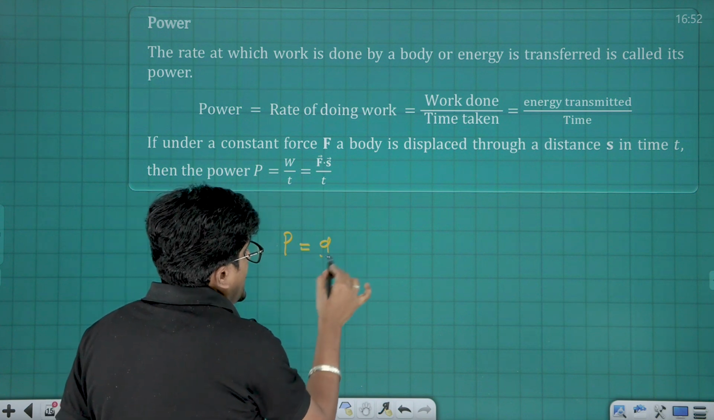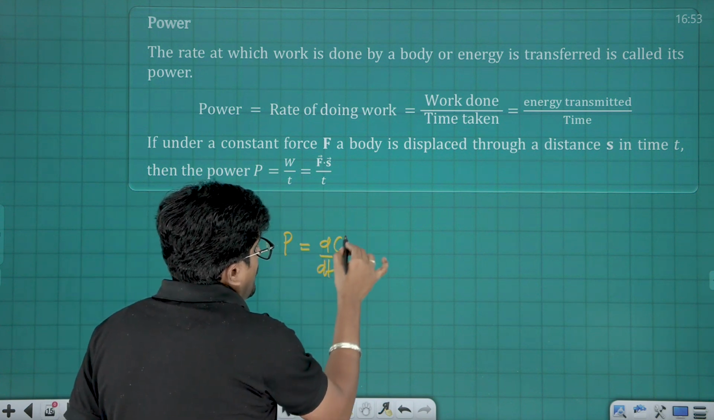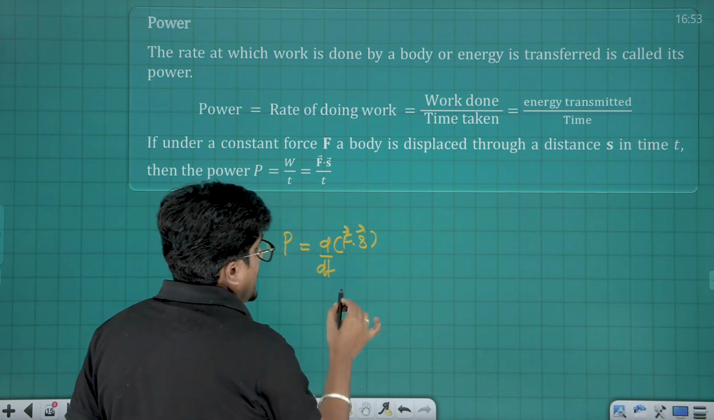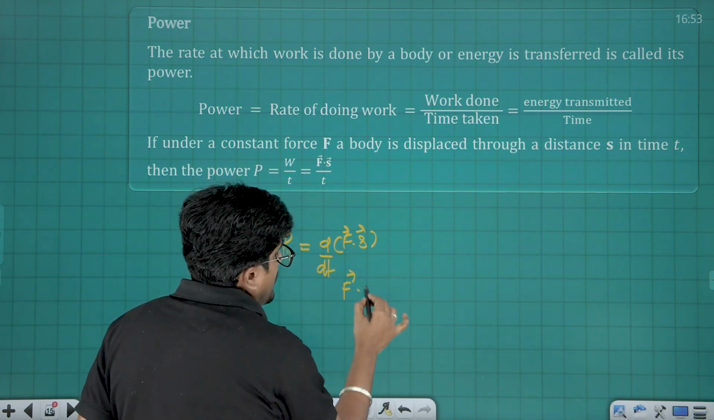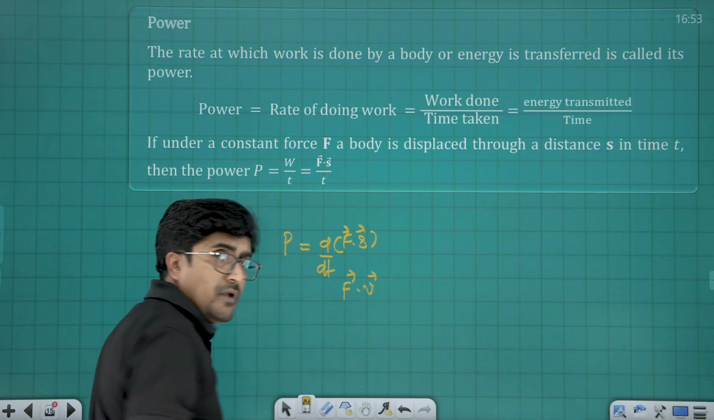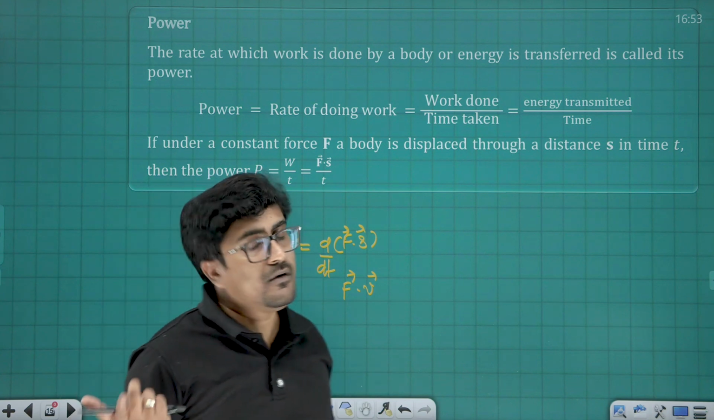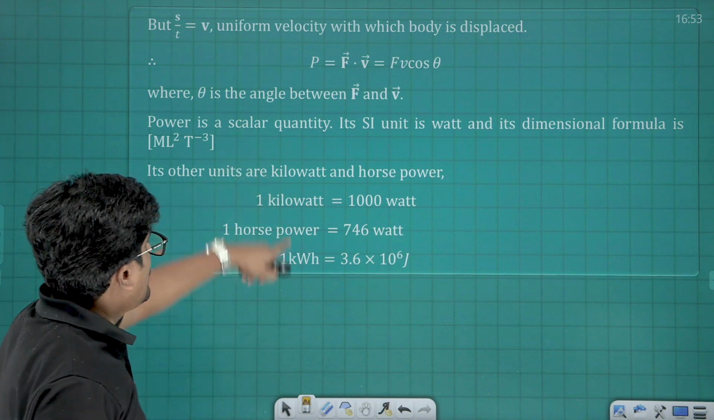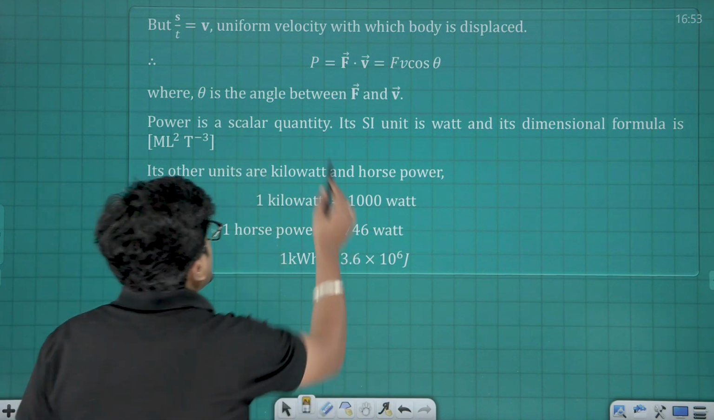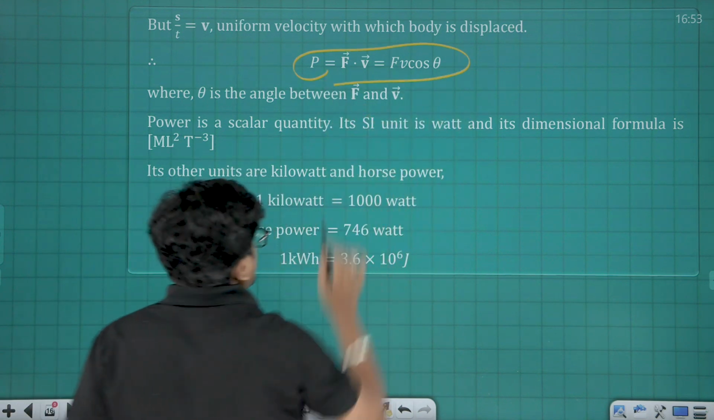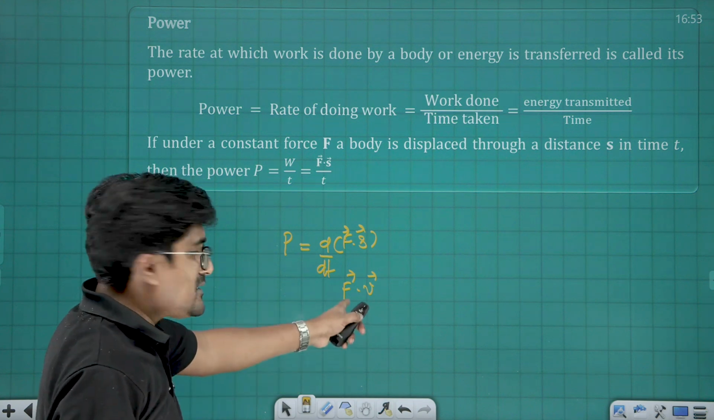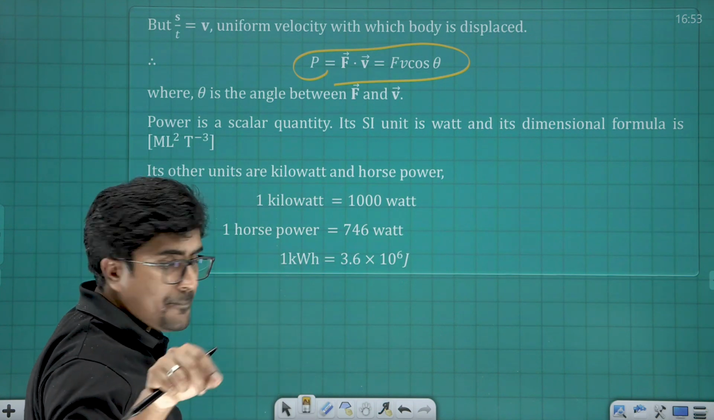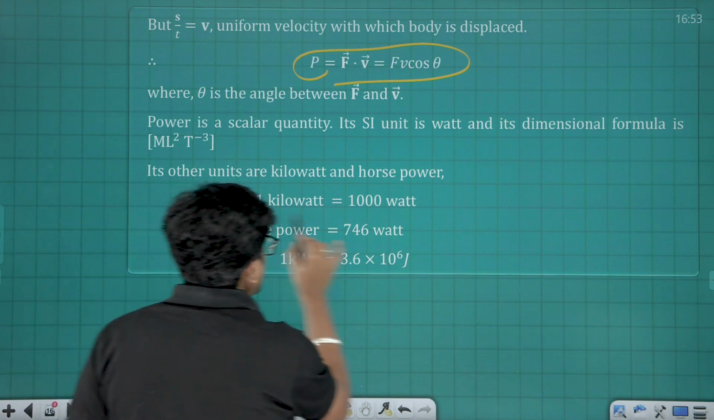Power is going to be d by dt of F dot s. So here this is going to be what? F dot v, where v is velocity, because we know that ds by dt is what? Velocity. So this was that mathematical relation that I just discussed over here. So if it is a dot product, you all know that that is going to be what? F into v into cos theta. Now we have got few relations.